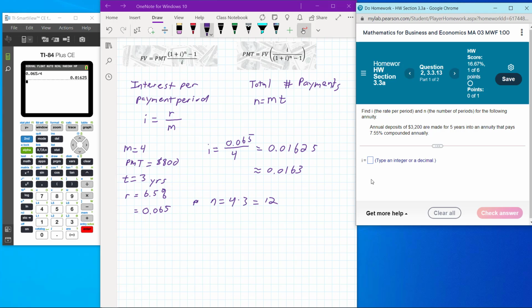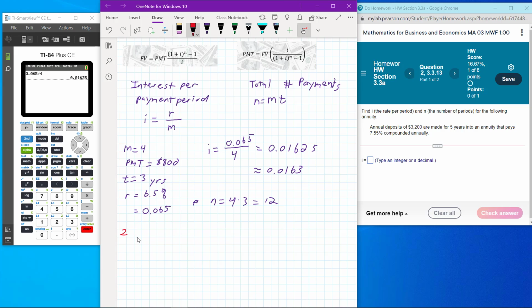The second problem is just like the first problem. It's the exact same problem, just with different numbers. Now, once again, we're making annual deposits of $3,200, but we probably don't need that information because if we're looking for I and N, the payment doesn't particularly matter. But let's go ahead and write that down anyways. So let me just choose a different color. And here we will have for 2. So this is 1, this is 2.